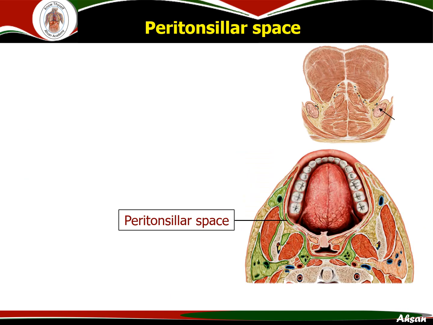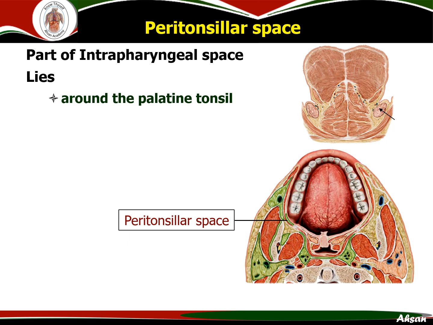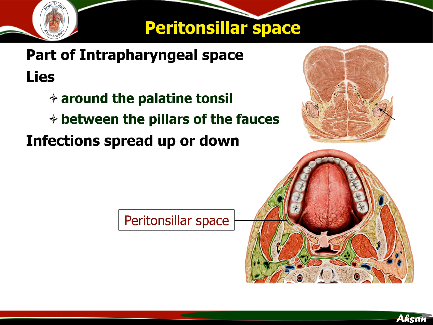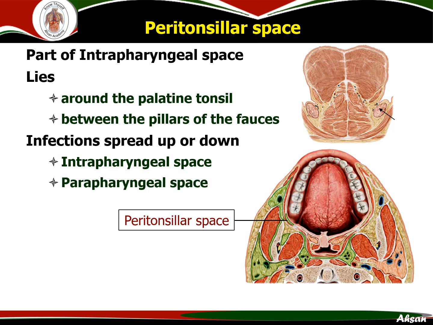Peritonsillar space is another important space. This is one type of intrapharyngeal space, and it lies around the palatine tonsil, between the two pillars of fauces, meaning the palatoglossal and palatopharyngeal arches. This space has connection with the other parts of the intrapharyngeal space as well as the parapharyngeal space. So infection of this region can easily spread to these spaces.